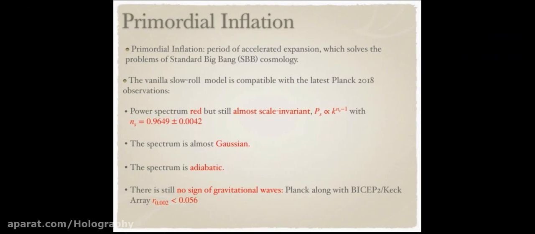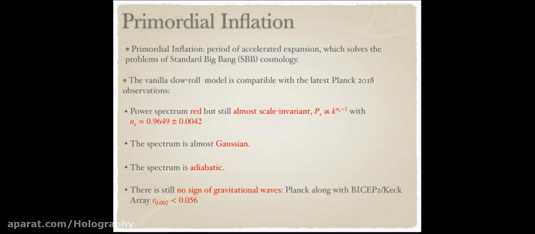We now know that primordial inflation, which is a period of accelerated expansion, can solve the problems of the standard Big Bang cosmology, problems such as flatness and also the horizon problem of the standard cosmology. It also provides a mechanism for generation of the fluctuations, the density perturbations that lead to the structures we observe today. The most vanilla slow-roll single field model is compatible with the latest results of the Planck 2018 observation.